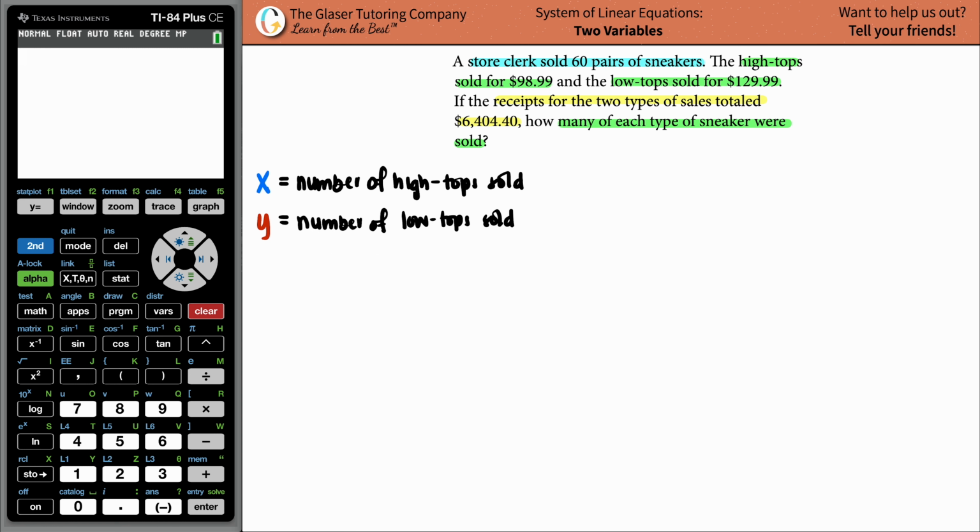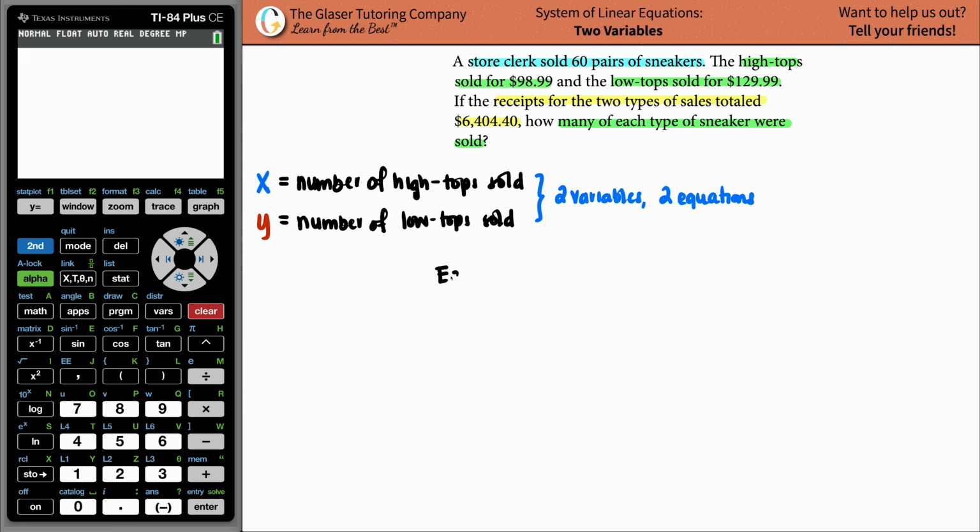Now, for systems of equations, the number of variables that you have equals the number of equations you must write. So in this case, we have two variables, which means that we must write two equations. So fun. Let's find out those equations.